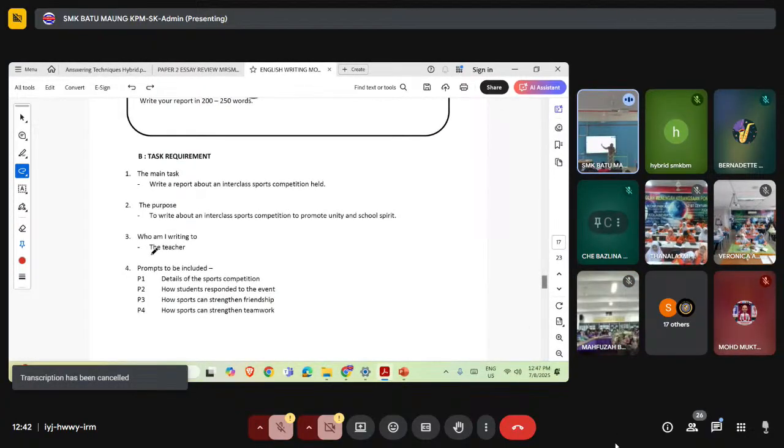Tips, guys. Listen. What you need to focus on if you want to write a report. First, you have to know what the task is. What do you need to write about? Here, you have to write about an inter-class sports competition. What is the purpose? You have to have a purpose to write the report. It is to report about an inter-class competition that is to promote unity and school spirit.